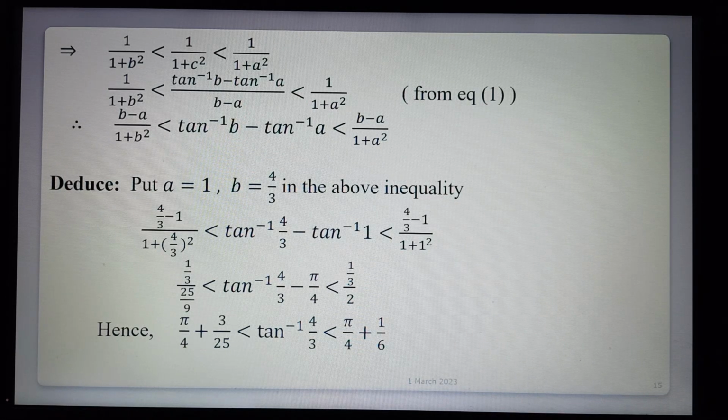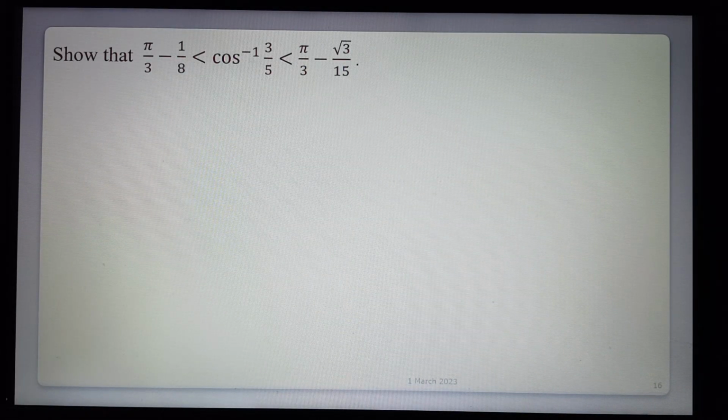So next question. Show that 5/3 − 1/8 < cos⁻¹(3/5) < 5/3 − √3/15. So that is what we have to show directly here.